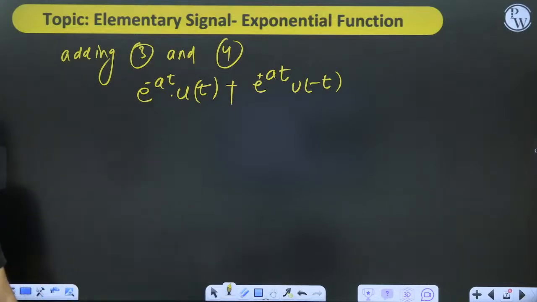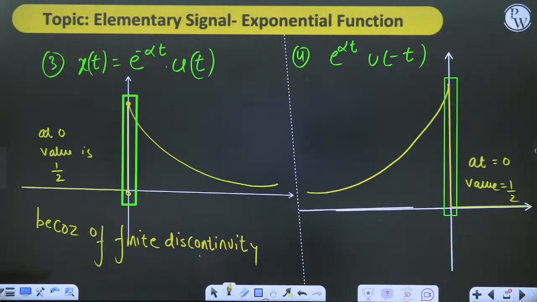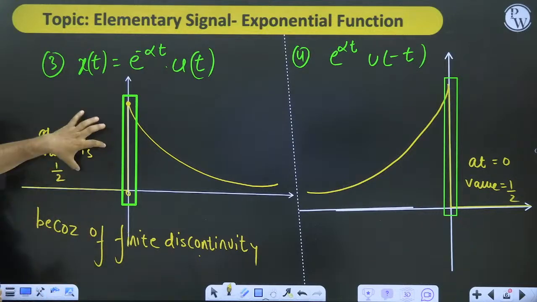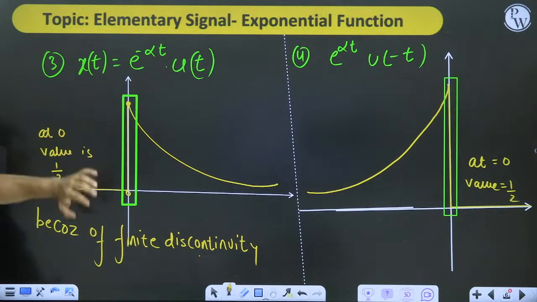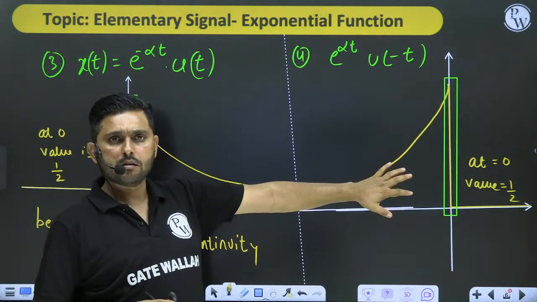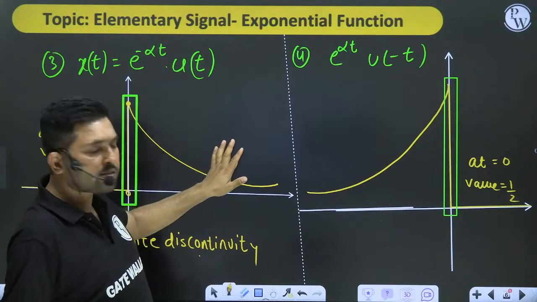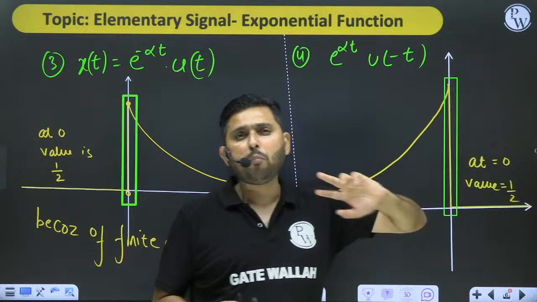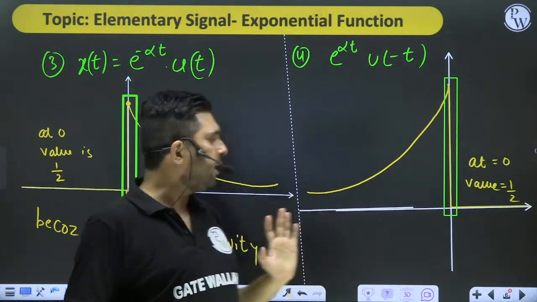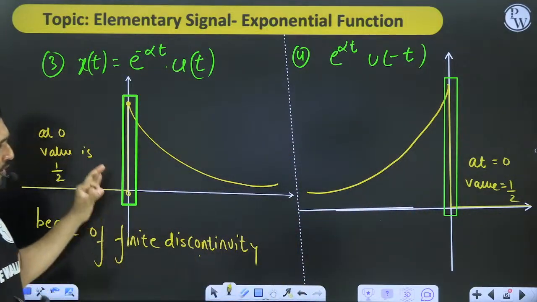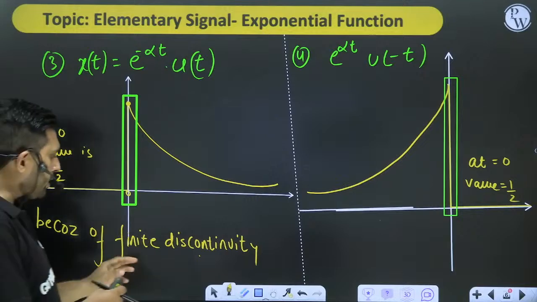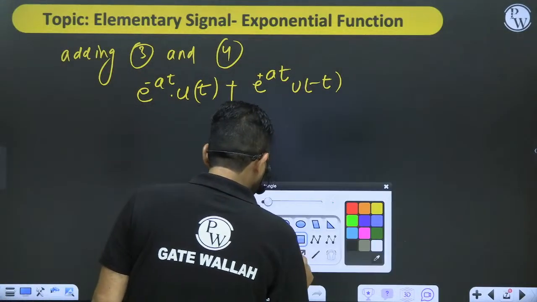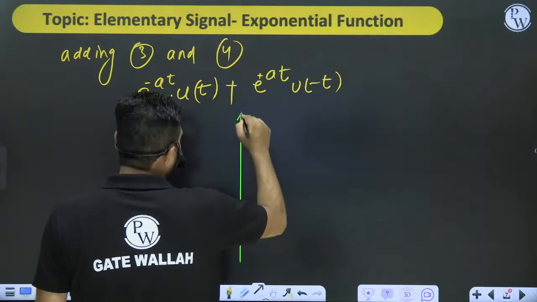If you add both these functions, then what will you get? Let's take it graphically first. The second quadrant is completely 0 here, but something is present. And here the first quadrant is present, but the first quadrant here is 0. 0 plus something is that thing only. This means that when you add both these functions, I will get a function which is this one.